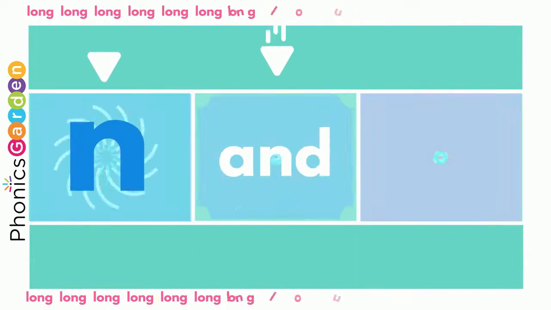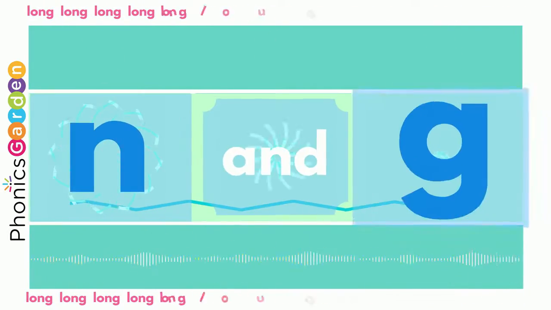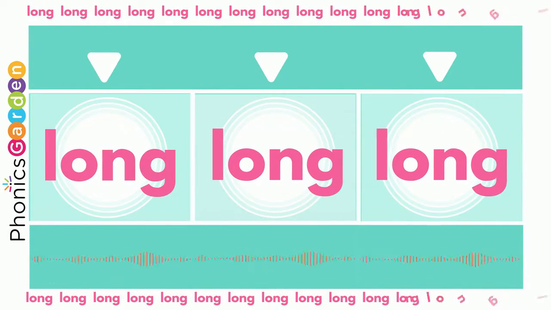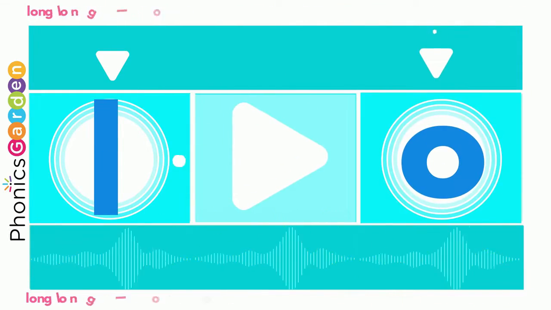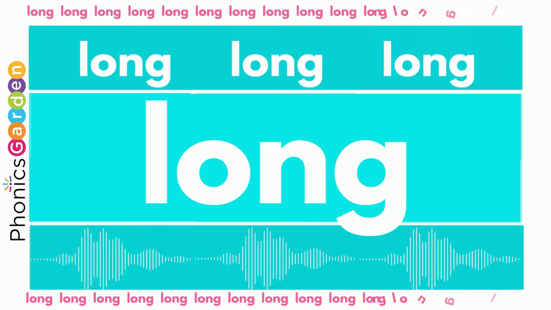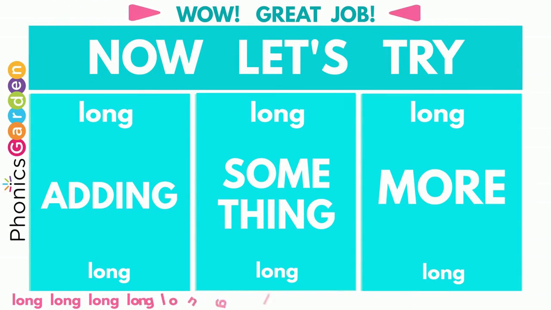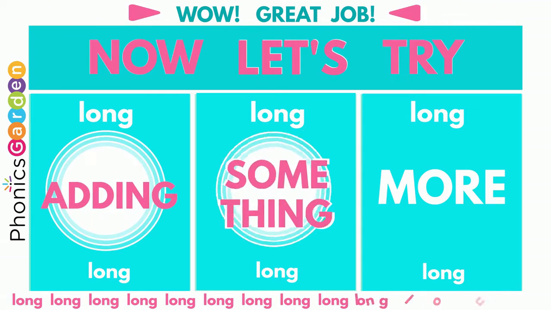L and O, N and G, long, long, long. Use an L, use an O, end it with NG. Now you've made the new word long for me. Wow, great job. Now let's try adding something more.